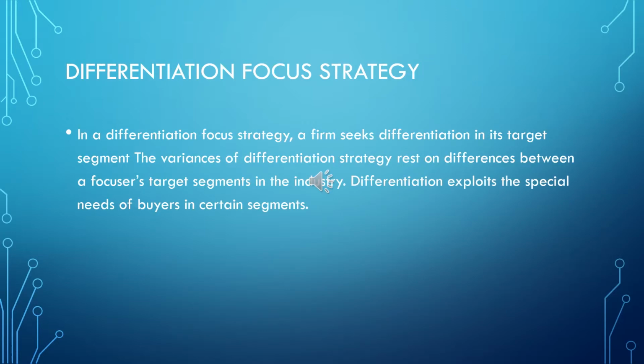In cost focus, a firm seeks the cost advantage in its target segments, while in differentiation focus, a firm seeks differentiation. Both variants of the focus strategy rest on differences between the focuser's target segments and other segments in the industry. The target segments must either have buyers with unusual needs or else the production and delivery system that best serves the target segments must differ from that of the industry segments.